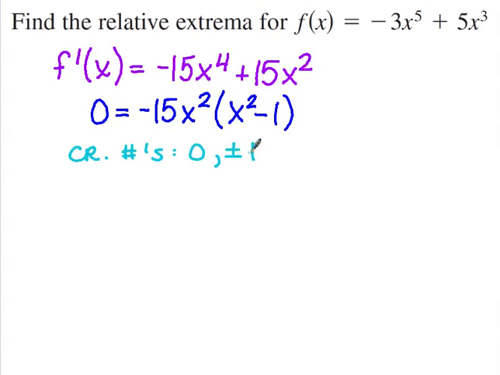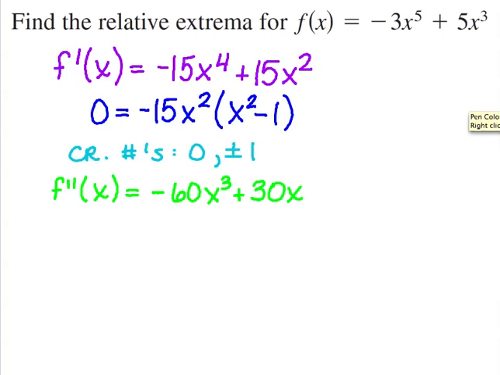Now I'm going to find the second derivative and plug these values in. The second derivative will be what, folks? Negative 60x cubed plus 30x. Now I'm going to take each of those values, 0, plus 1 and minus 1, and plug them in to find out what they are. First, let's plug in 0. I get 0, so that tells me that the test fails. Stinks.